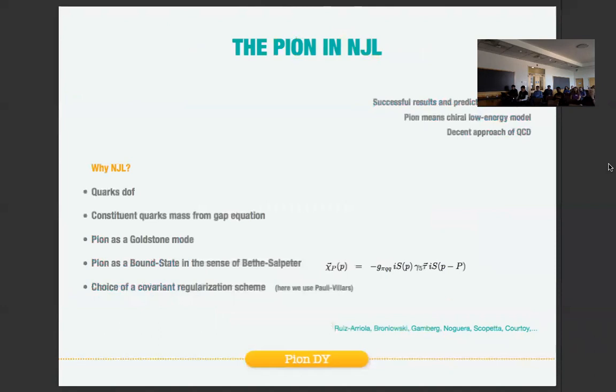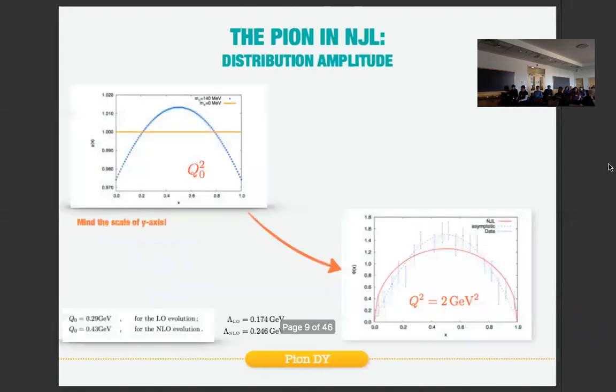The constituent quarks come from the gap equation. The Pion is a Goldstone mode. It's a bound state, which is a bit better, and we have a covariant regularization scheme. So it's really good. Many people have worked on that, and actually even Lenny has a paper on NJL. So that's a really well-known framework that works for what it is supposed to work for. So it's not QCD, but it works pretty well. So the thing about NJL, mind the scale here, is that when we are in the chiral limit, which means the mass of the pion is zero, that's the distribution amplitude.